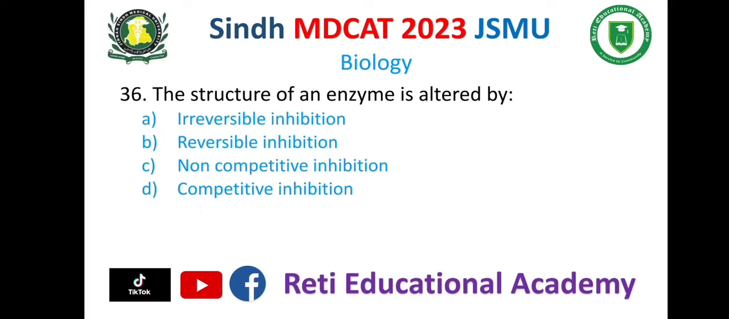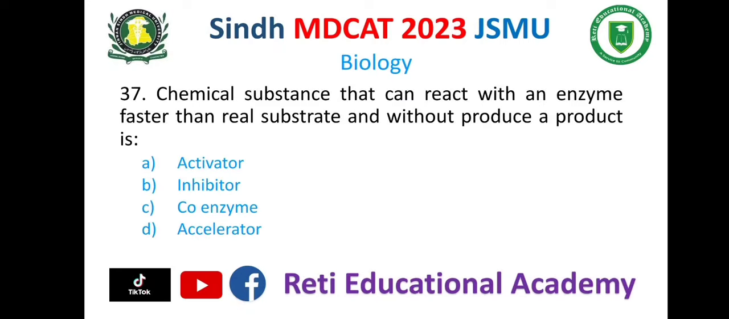Feedback inhibition. Question number 36. The end structure of an enzyme is altered by A. Irreversible inhibition, B. Reversible inhibition, C. Non-competitive inhibition, D. Competitive inhibition. And the correct option is C. Non-competitive inhibition.